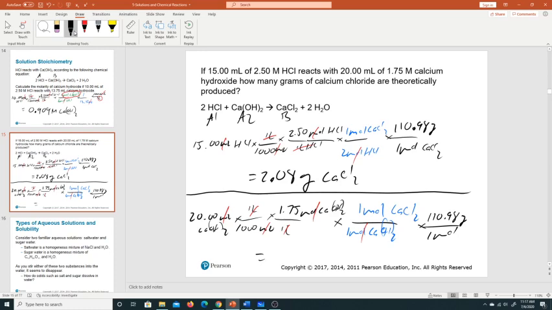See what we get this time. 20 divided by 1,000 times 1.75 times 110.98, that gives us 3.88.